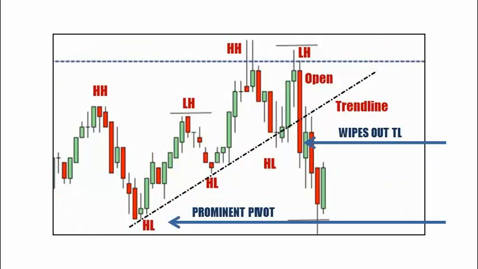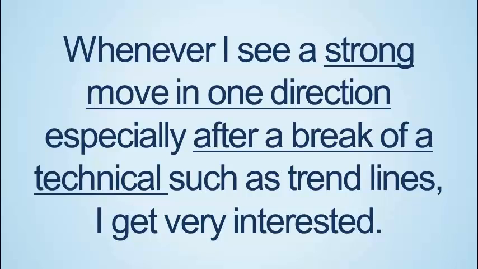At the open, price slams through the trend line, has a stall around the higher low just off to the left, and then falls to a more prominent pivot area. Again, note, pivot area is not to be confused with pivot points. Pivot areas are simply areas where price turned. There are major and there are minor pivot areas. Now, whenever I see a strong move in one direction, especially after the break of a technical such as trend lines, I get very interested.